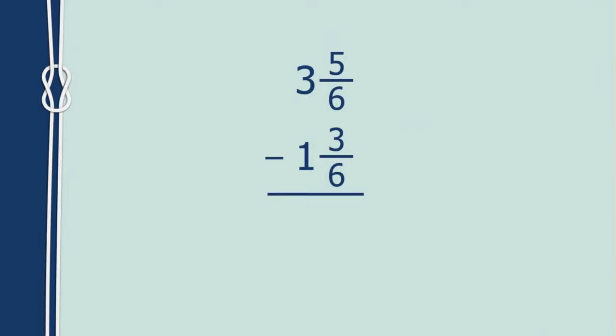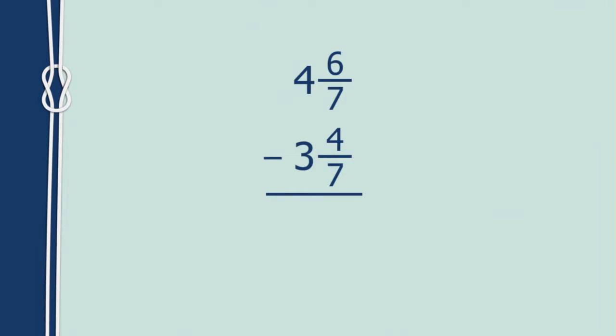Now that we've added, let's try subtracting mixed numbers. Just like with adding, we start in the place of least value. So let's begin with the fraction. 5/6 minus 3/6 is 2/6. Then subtract your whole numbers. 3 minus 1 is 2. Do you think you can do that?